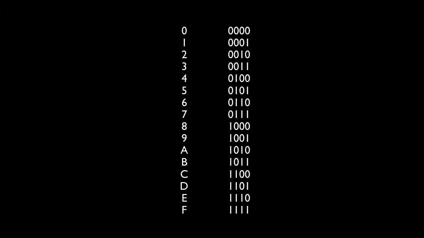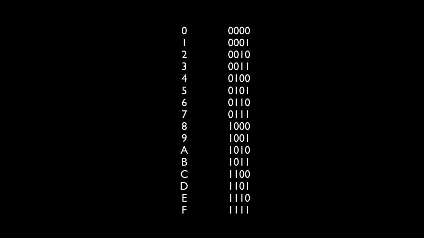The rightmost column is 0, 1, 0, 1, 0, 1. The second column is 2 zeros, 2 ones. Third column is 4 zeros, 4 ones. And remember, this is 2 to the 0, 2 to the first, 2 to the second, or 1, 2, 4, 8. If you can remember those columns, that's how many zeros you write in that column. And then once you've filled everything out till you get 4 ones, you fill in 0 through 9, A through F, and you have the hexadecimal table.